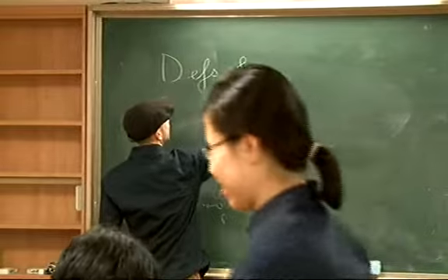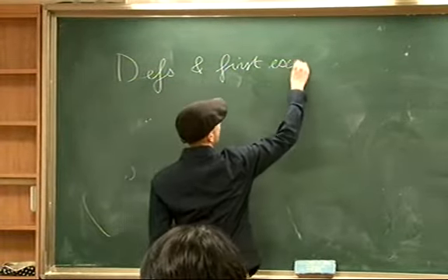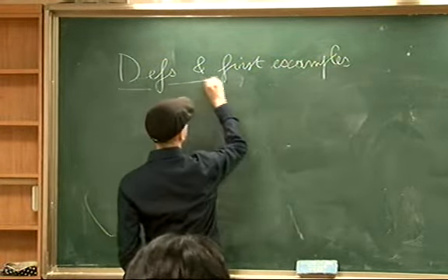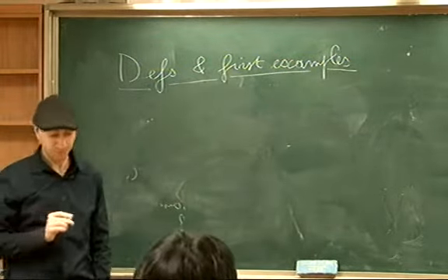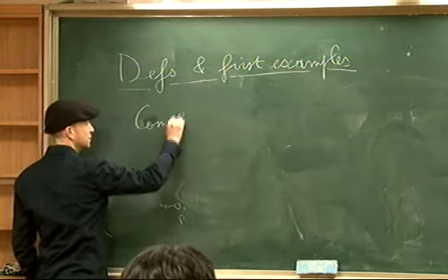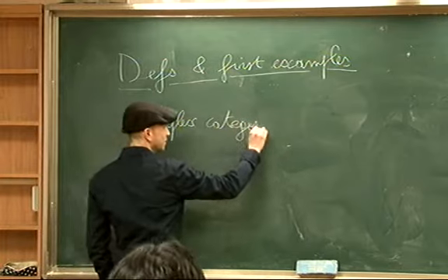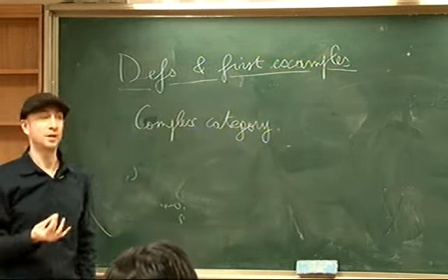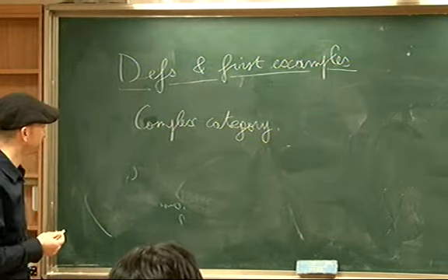Definitions and, let's say, first examples. So first of all, the setting. I'm in the complex category. Which means that the objects I'm looking at are complex manifolds, and all the maps I'm considering are holomorphic maps.